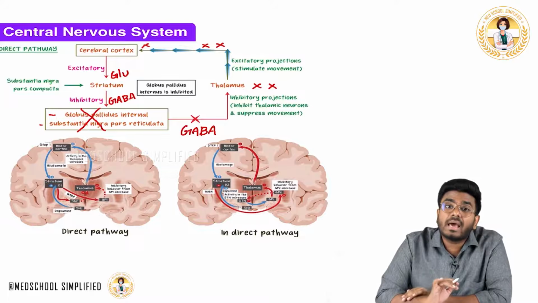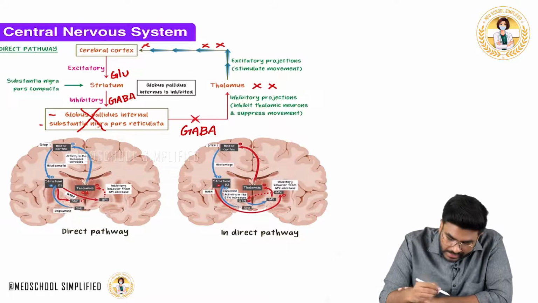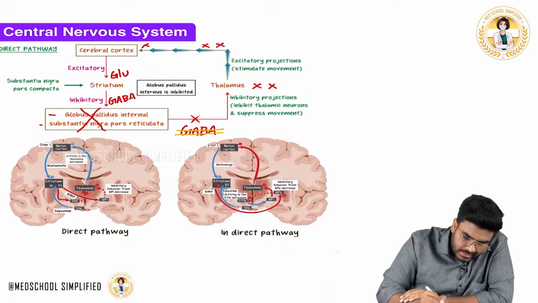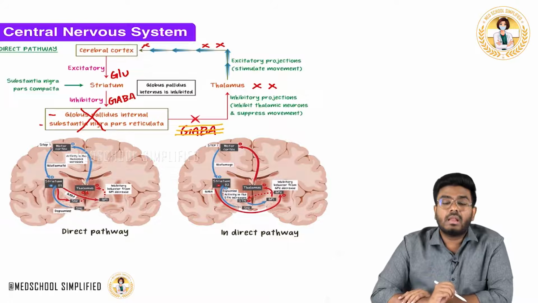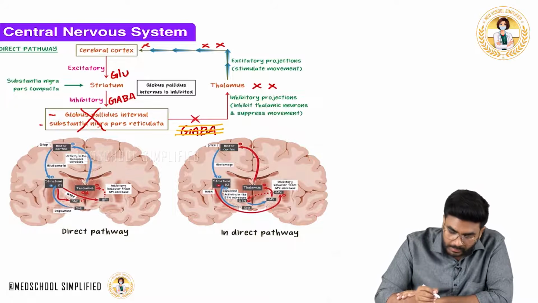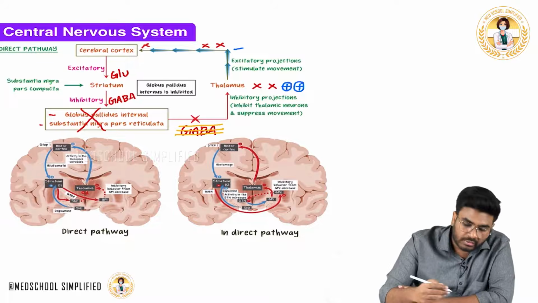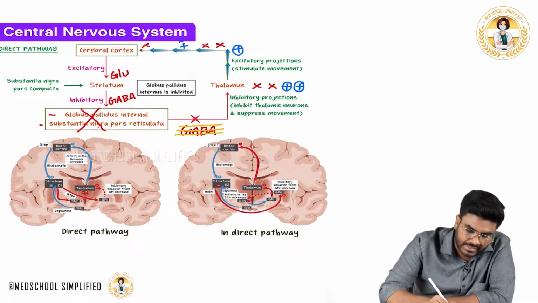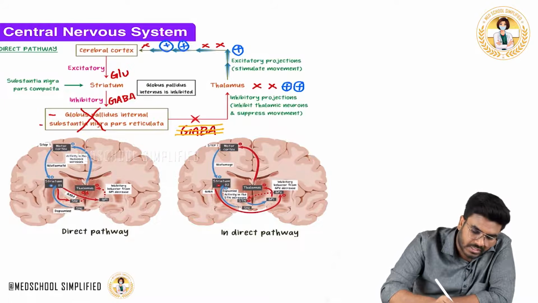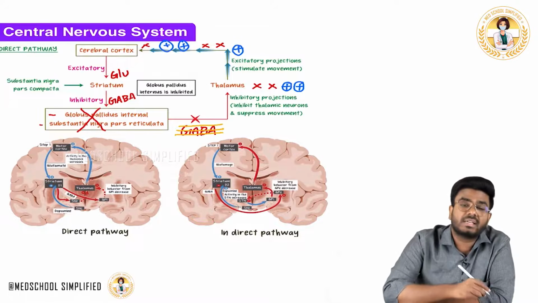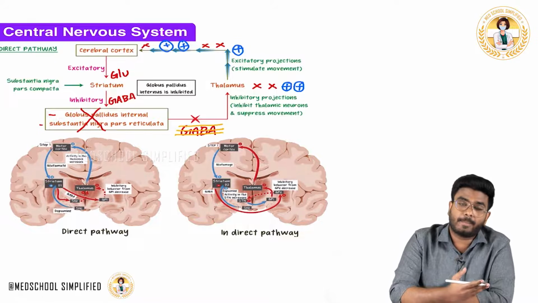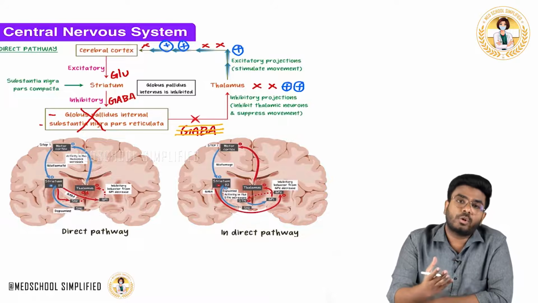Now tell me, whenever they are inhibited, what happens? They are not releasing GABA. When GABA is not being released, automatically the thalamus becomes activated. The thalamocortical neurons are excited, and the thalamus starts to excite the motor cortex, actually the premotor cortex. From there, upper motor neurons are activated.